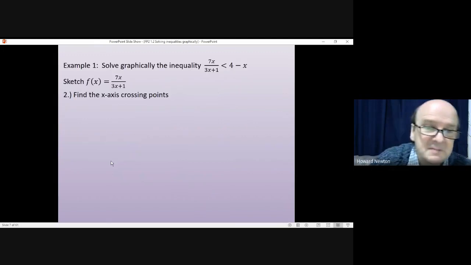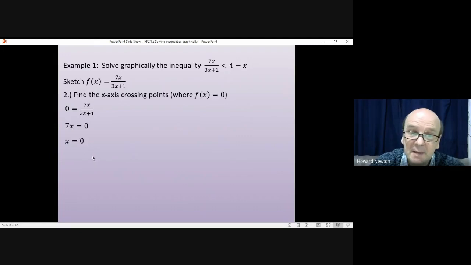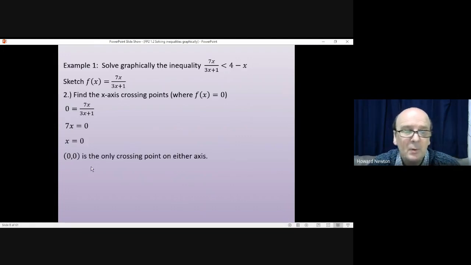Slightly more tricky normally is finding the x-axis crossing points, which are the points where f of x, or y, equals 0. Now, if f of x equals 0, that'll give us 0 equals 7x divided by 3x plus 1. That gives us 7x equals 0, and that only has the one solution, x equals 0 again. And that's the same point that we found just now. So (0, 0) is the only crossing point on either axis. So the x and the y axes are only crossed once, and that is at the origin.